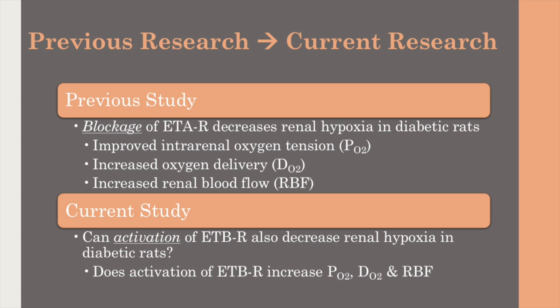In the current study, these researchers want to see if activation of the ETB receptor also decreased renal hypoxia in diabetic rats. This would make sense because activating the ETB receptor results in vasodilation as well as tubular dilation so that more nutrients, including oxygen, could make their way to the nephron. So in this study, they wanted to see if activation of ETB receptors increased the intrarenal oxygen tension, oxygen delivery, and renal blood flow within the kidney.